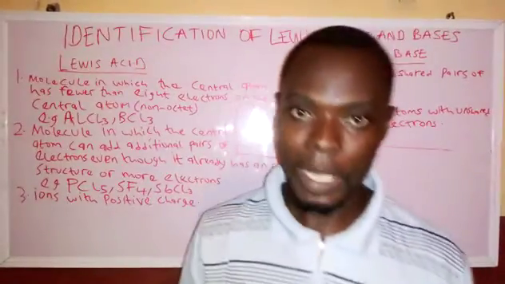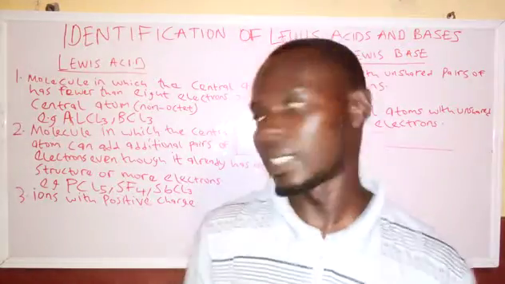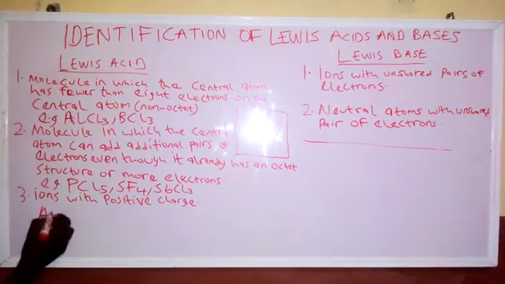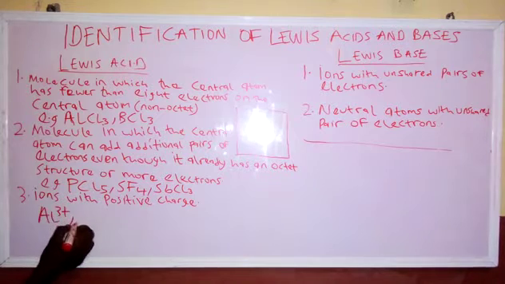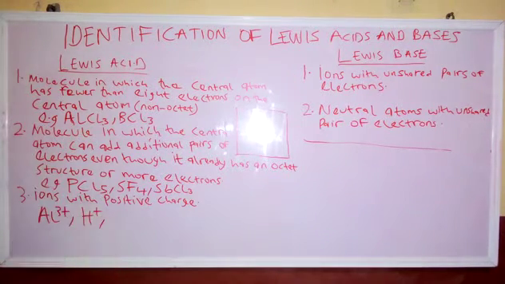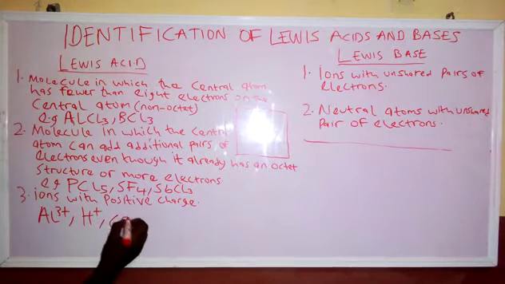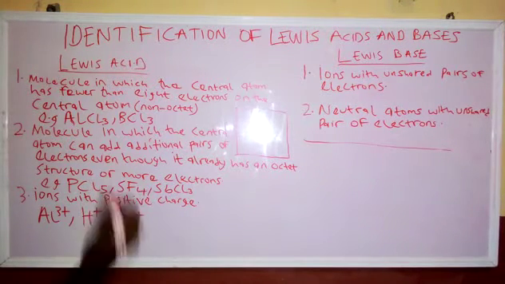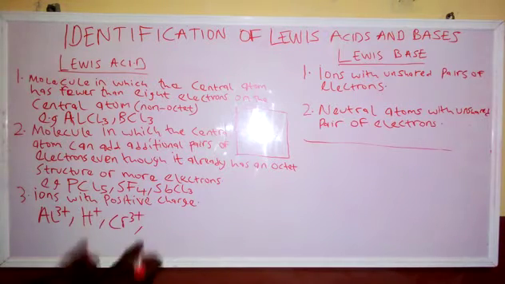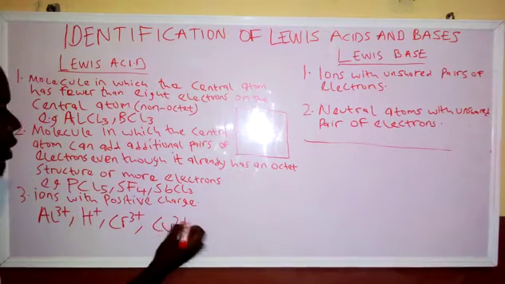Now, ions with positive charge are Lewis acids. An example is Al3+, H+. Think of any ion with positive charge. So Cr3+, and so on. Those are ions, now Cu2+, for example.